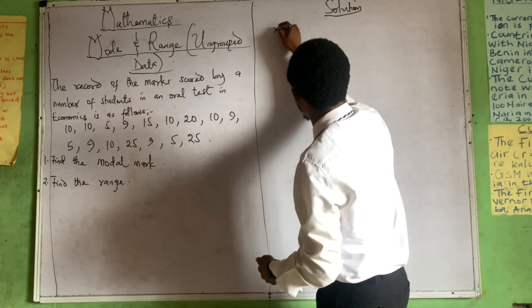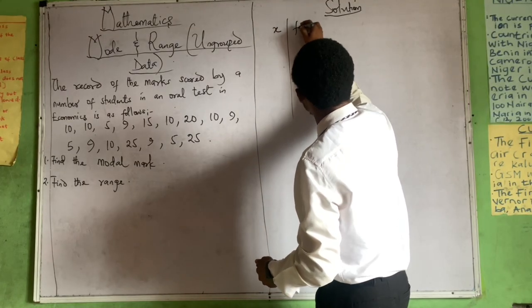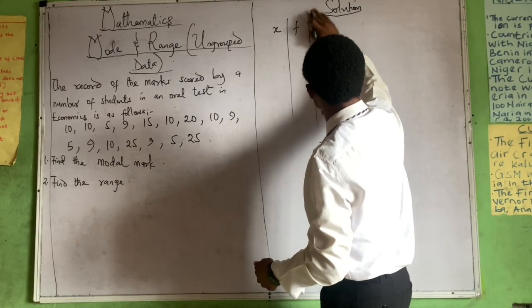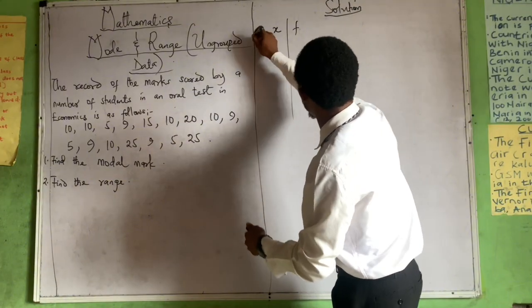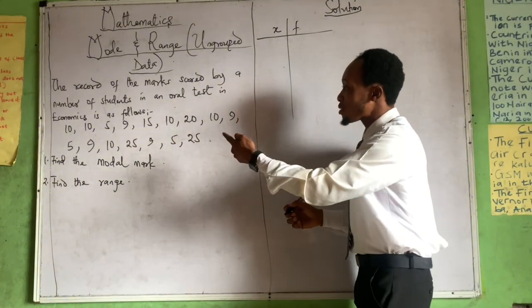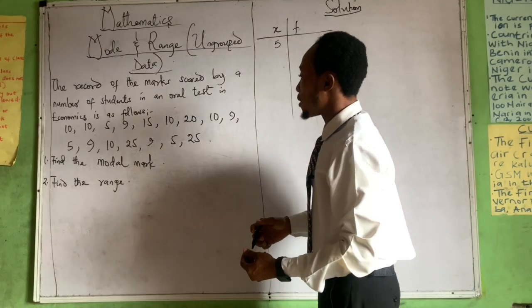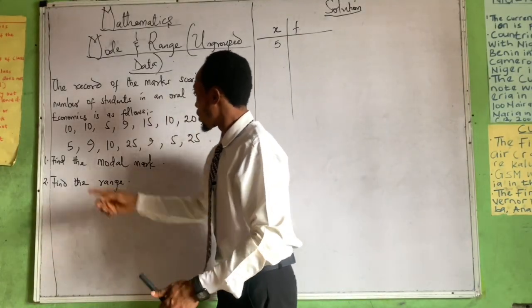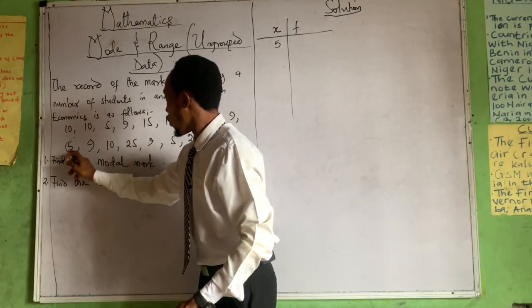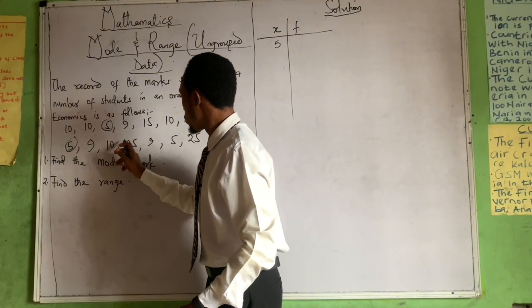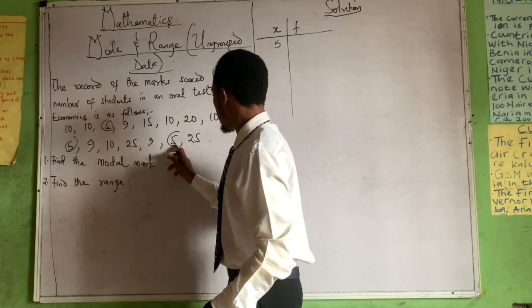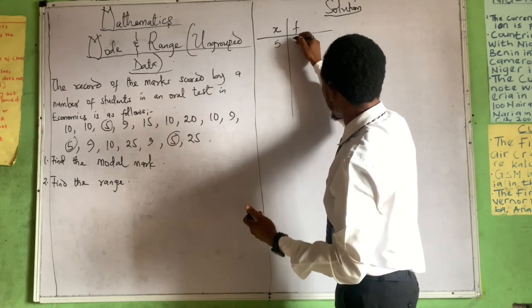So let's put our score first and then our frequency. I don't need fx this time around because this is mode. Let me start from the smallest. We have 5. How many times does 5 occur? Let me just circle 1, 2, 3. So 5 occurs 3 times.